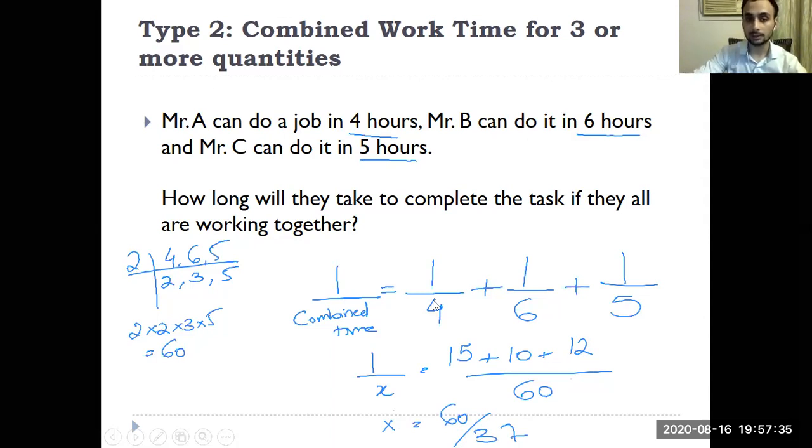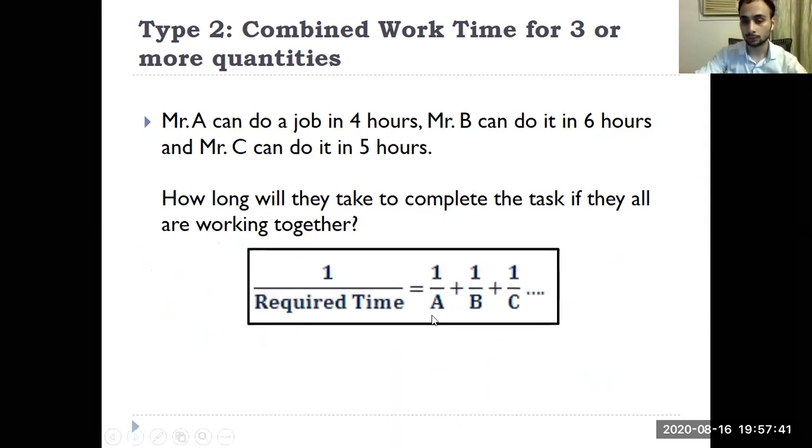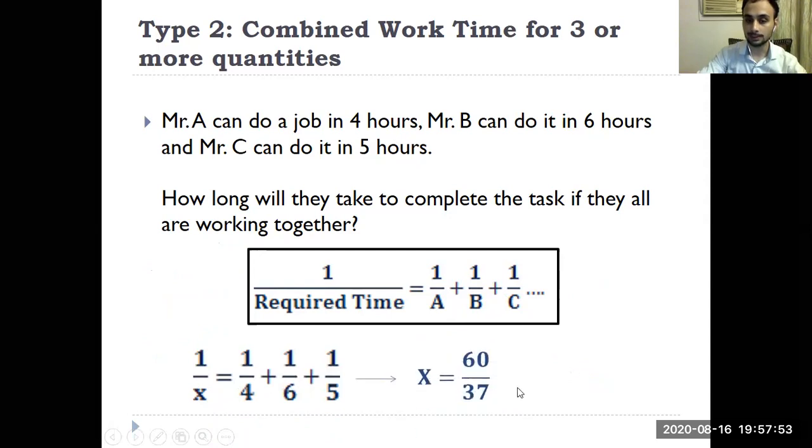Let's check if we got our answer right. So the formula is, let's clear up the drawings. The formula is 1 over A being A ka individual time, B being B ka individual time, C being C ka individual time, and required time being the unknown. And the unknown was X. And the answer that we end up with is 60 by 37. And we have the right answer.